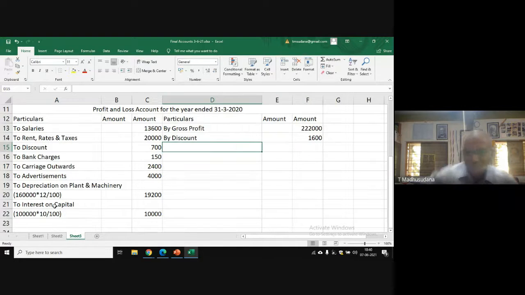Next, bad debts provision. What I have told you, in the trial balance, bad debts provision is 1,050 rupees. That is old provision. In the adjustment, he has given bad debts provision to be adjusted to rupees 1,000. That means new provision is 1,000 only.